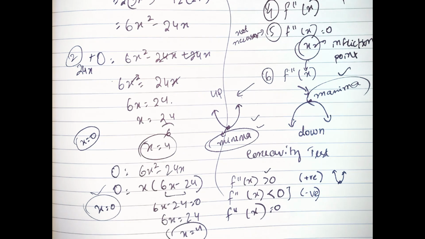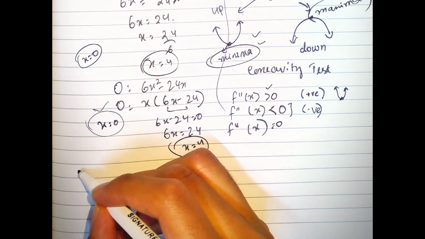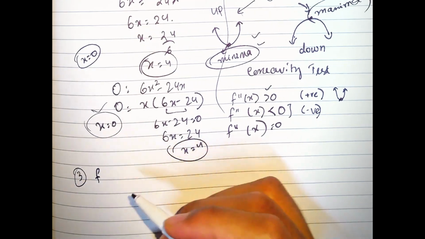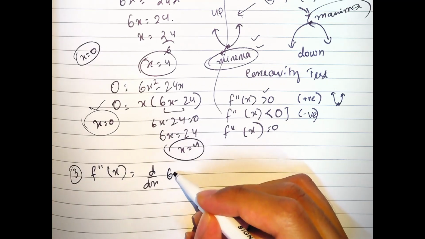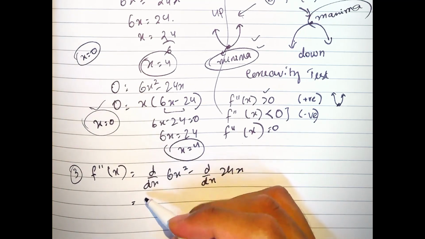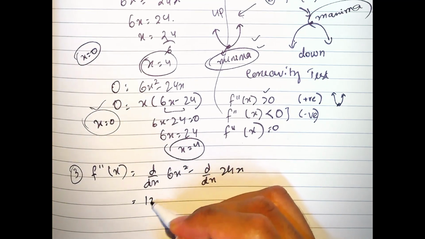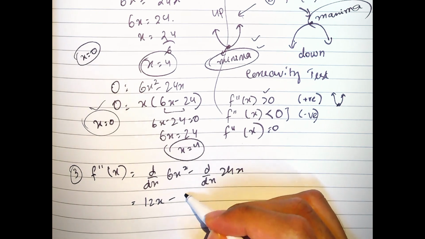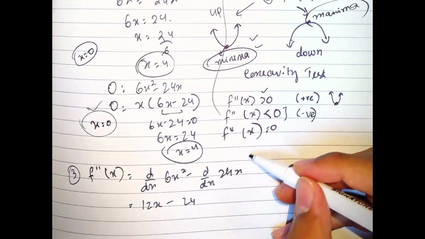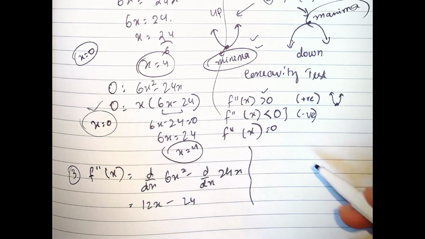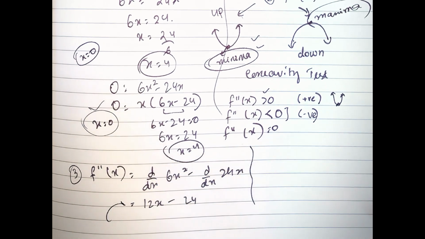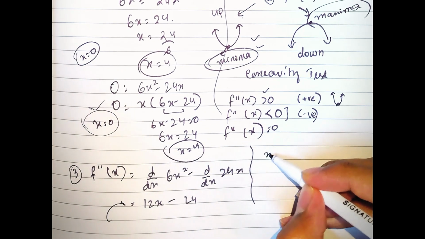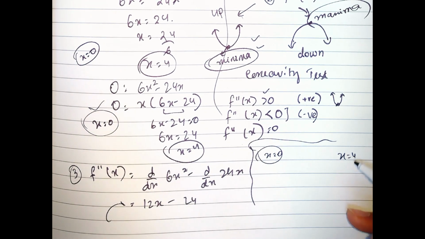Okay, so now let's take the second derivative of this function right over here. So the second derivative, the third step of the second derivative test, so d by dx, 6x squared. The derivative of 6x squared will be 6 2s are 12x minus the derivative of 24x will be just 24. Let's put the value of these critical points into this function right over here. Okay, so first of all, x is equal to 0 and also x is equal to 4.